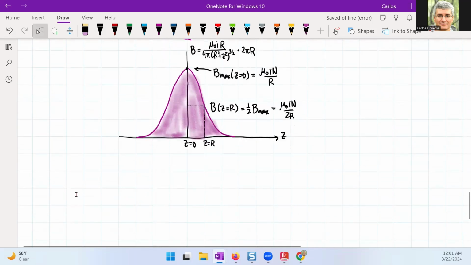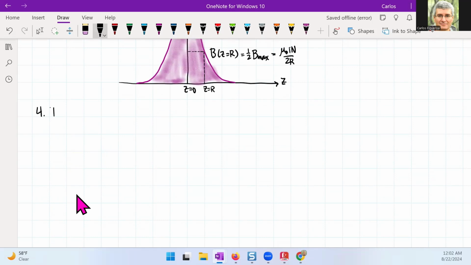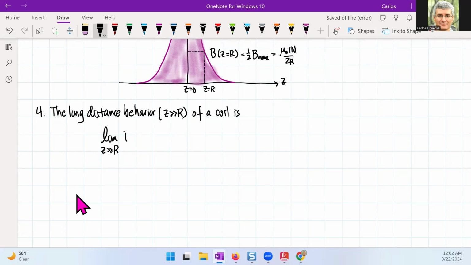Now, let's continue to plot this because we've had a couple of things that we've been talking about. Let's see if we could summarize this. I believe this is 4. The long distance behavior of a coil typically means that z is going to be much larger than r. So I'm going to have z much, much bigger than r, and I'm going to have B coil. And we know here that there's a constant that comes out.